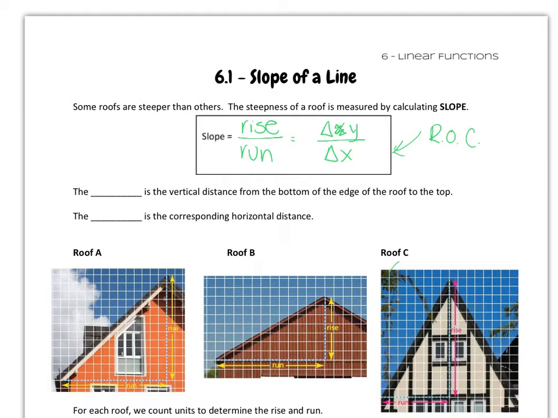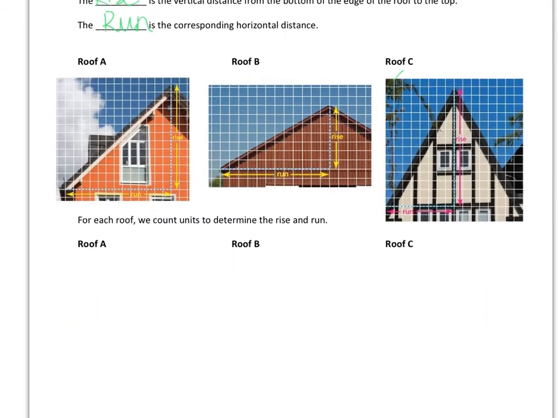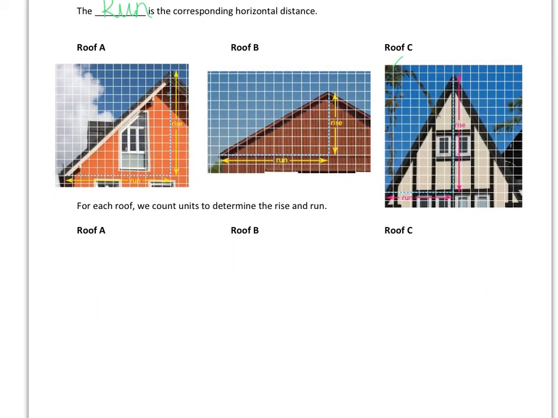So the rise is the vertical distance from the bottom of the edge of the roof to the top. The run is the corresponding horizontal distance. So we have roof A, B, and C here. And roof A, I can see that the rise is here. So the rise is here in each of them.